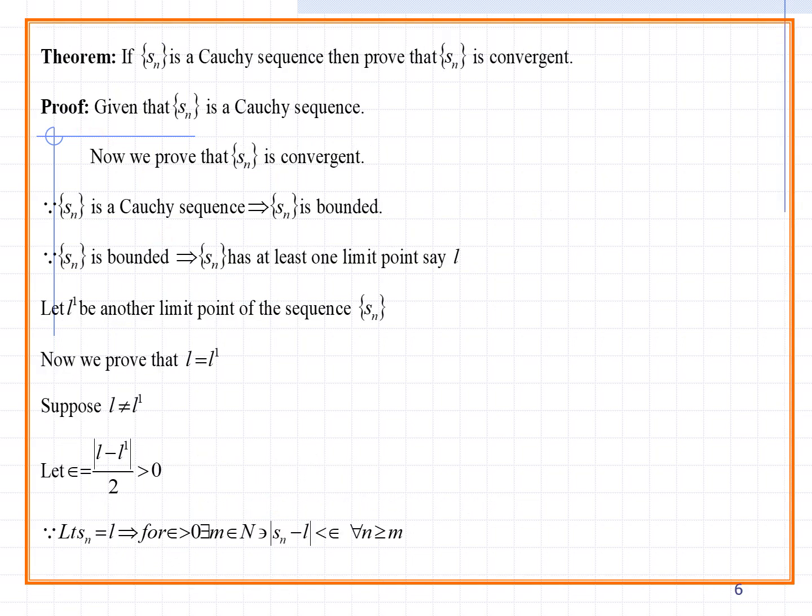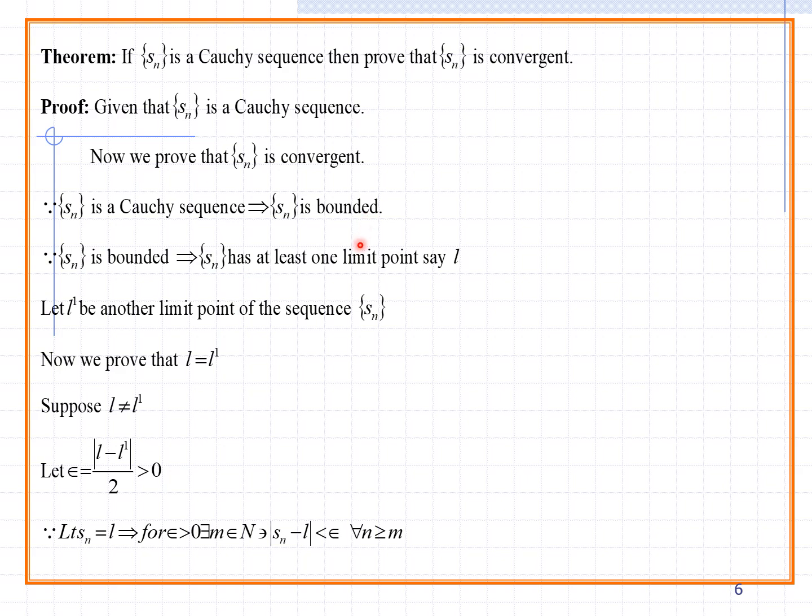Let us see one more theorem. If the sequence Sn is a Cauchy sequence, then prove that the sequence Sn is convergent. Sn is a Cauchy sequence. What can you prove? That Sn is convergent. Before that, you can take that Sn is a Cauchy sequence, and prove Sn is convergent. Once Sn is a Cauchy sequence, it is already proved that Sn is bounded. Being bounded alone does not make it convergent, but when it is convergent, at least one limit point exists. When one limit point exists, at that time you can say it is convergent.